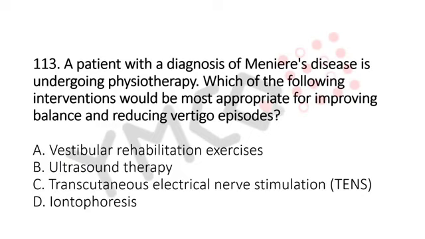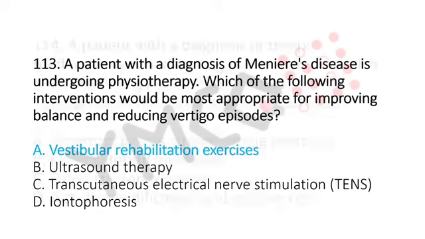Now let's move to question number 113. A patient with diagnosis of Meniere's disease is undergoing physiotherapy. Which of the following intervention would be the most appropriate for improving balance and reducing vertigo episode? Option A, vestibular rehabilitation exercise. Option B, ultrasound therapy. Option C, transcutaneous electrical nerve stimulation. Option D, iontophoresis. And the answer is option A, vestibular rehabilitation exercises.